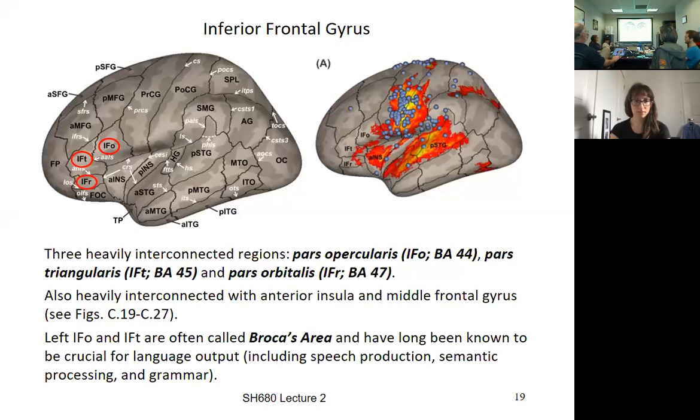Okay, so generally speaking, when people say Broca's area, they mean left IFO and IFT. However, that is not universal. Sometimes they mean the whole inferior frontal gyrus, including IFR. Sometimes they only mean IFO. And for these reasons, we will avoid using Broca's area. And hopefully, people, usually when they use Broca's area, will be a little more specific, and they should be, because it's too big a term.